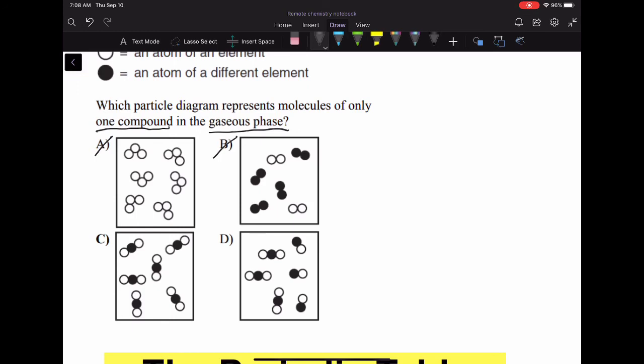All of these are actually in the gaseous phase because you can see that the particles are floating around in that container. And so we're only looking for one compound. So if you compare C and D, D has compounds that look like this, but it also has compounds that look like that. So that would be a mixture of two different compounds. But C would be our answer because all of these compounds are exactly the same.